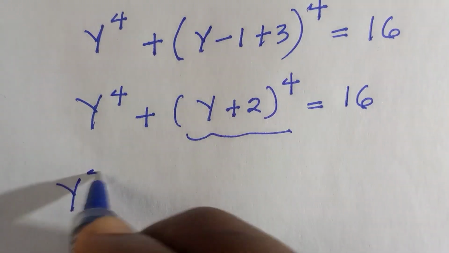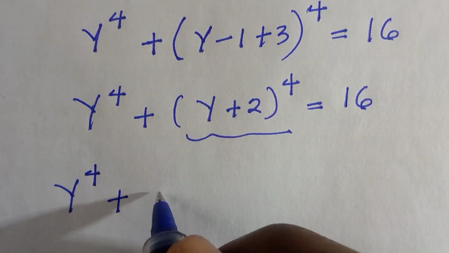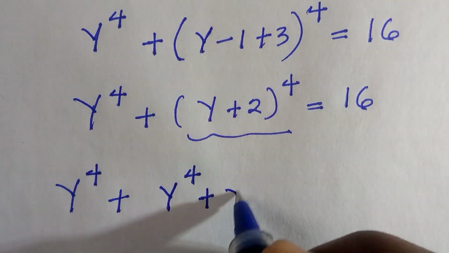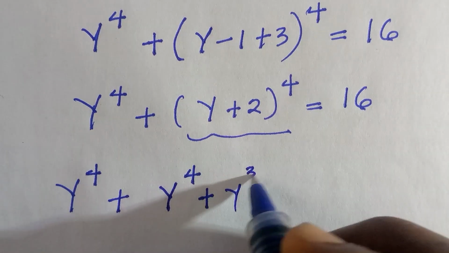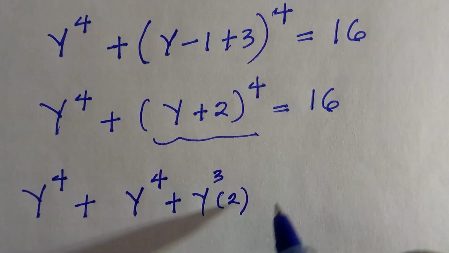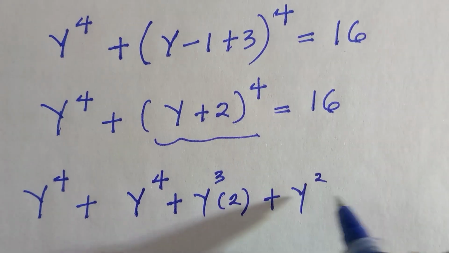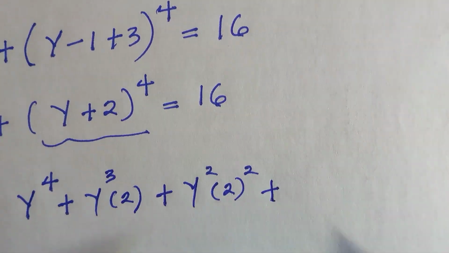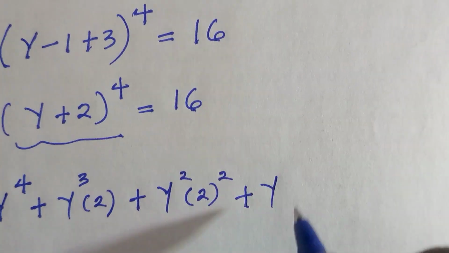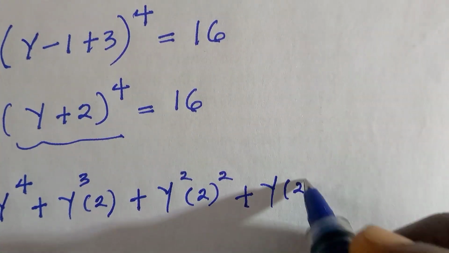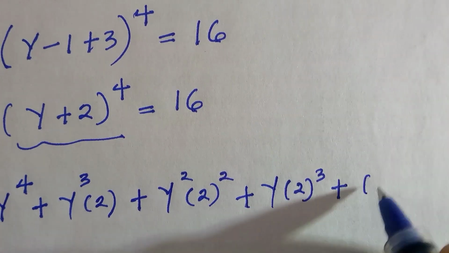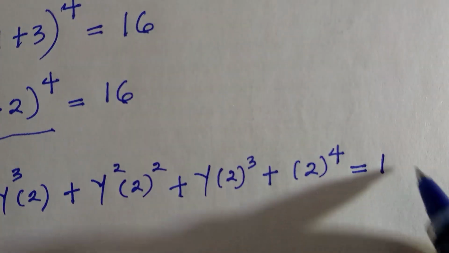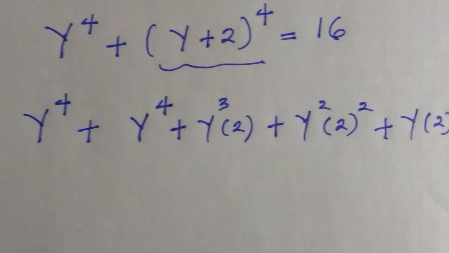Here we have y^4 plus, for this one, y will take power of 4 and 2 will take power of 0, and that is 1. Here y will take power of 3 and 2 will take power of 1. That is, when one is decreasing, the other will be increasing. Followed by this, we have y to the power 1, then 2 to the power 3, plus 2 to the power of 4. Remember, y has raised to power of 0, that is 1. And everything equals 16.